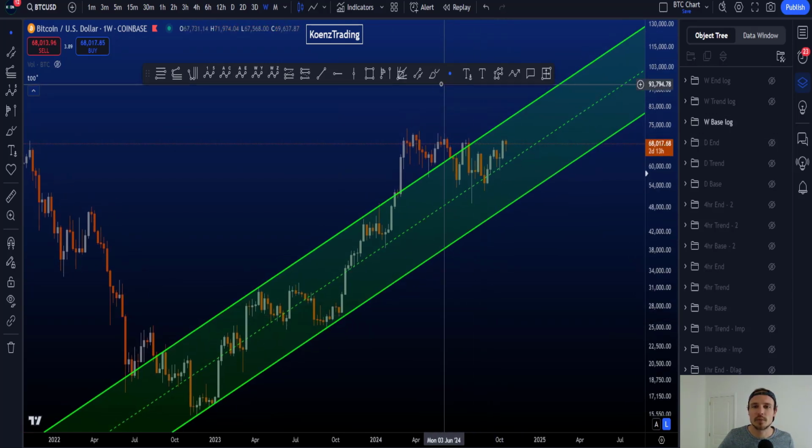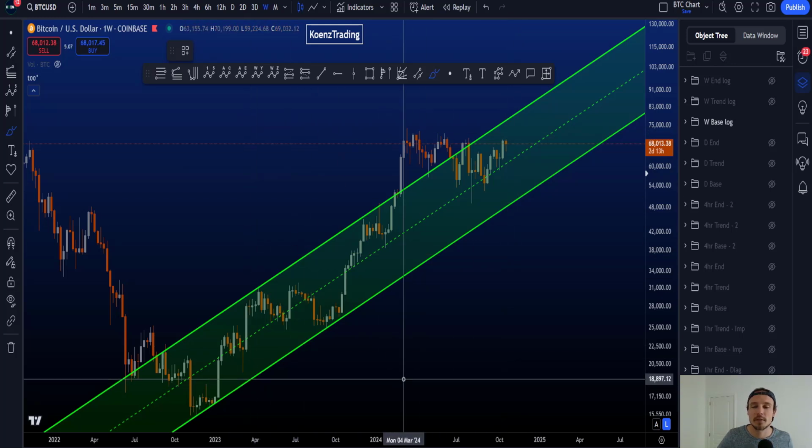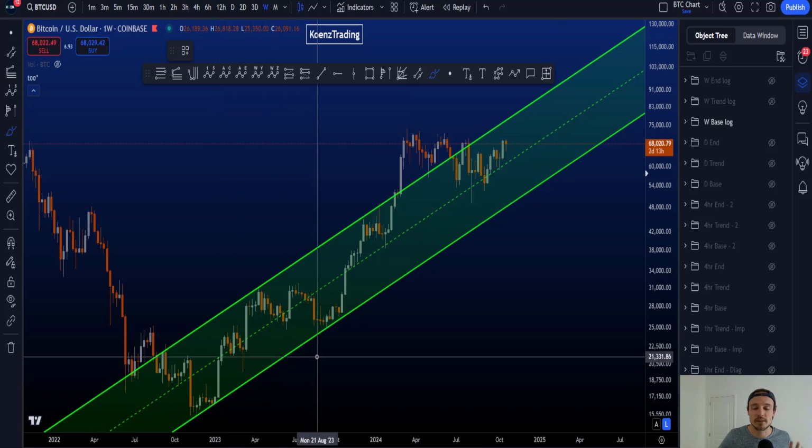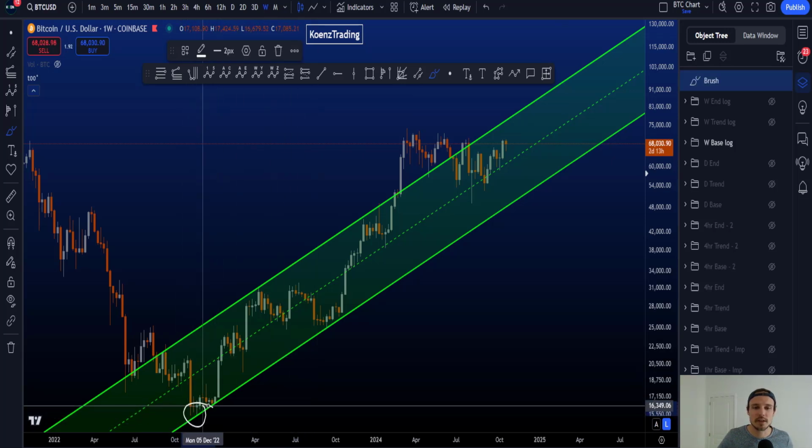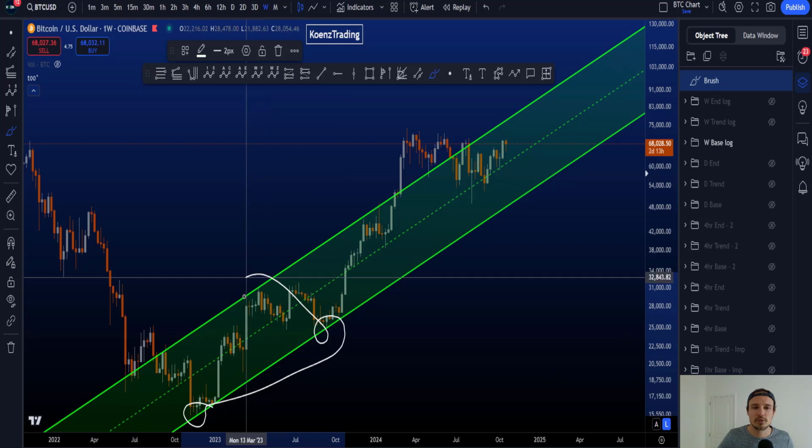So first of all, we have the weekly time frame here on the log chart. So the channels are pulled on the logarithmic chart, with the base channel being from the 15K low to the low of 2 to the high of your wave 1.